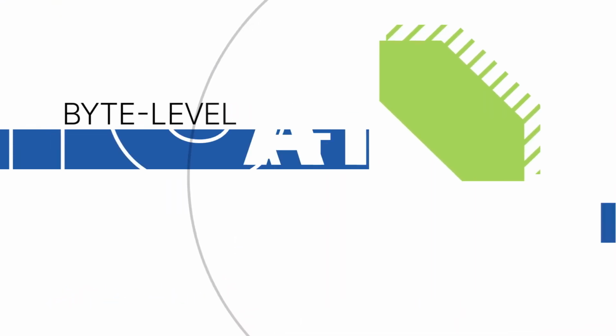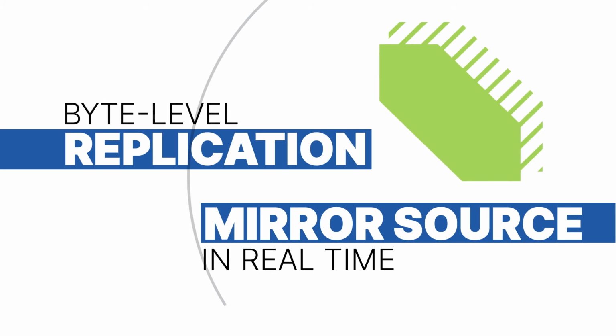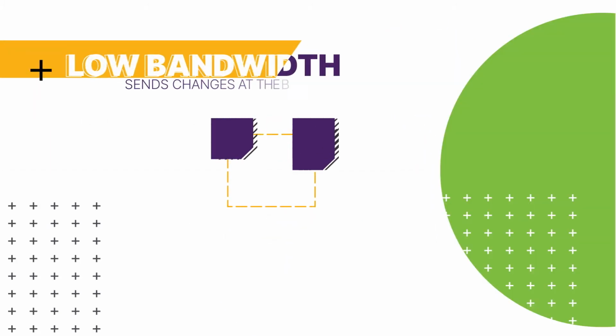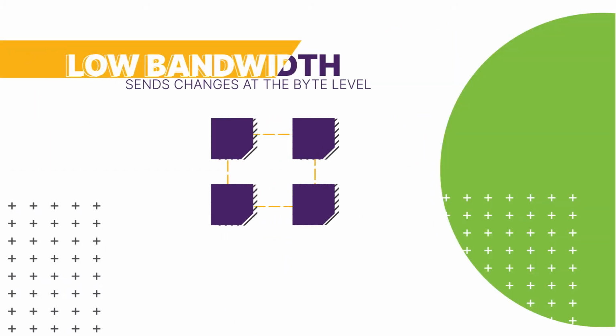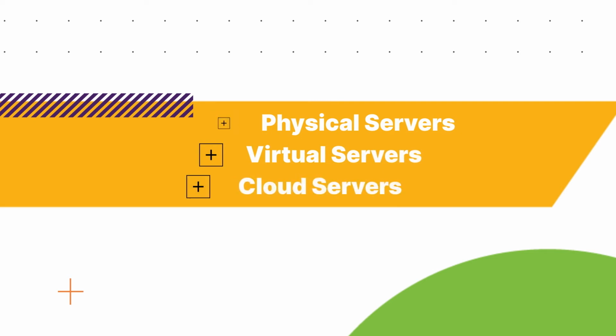It uses patented byte-level replication to mirror the source in real time. It also uses very little bandwidth, since it only captures and sends changes at the byte level. Carbonite Availability works for physical, virtual, and cloud servers.